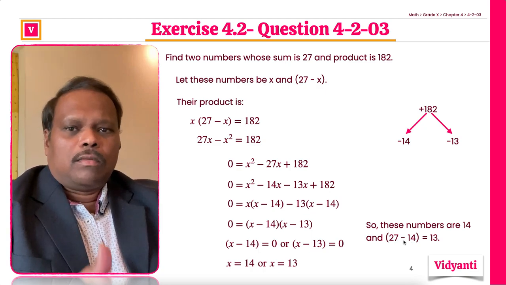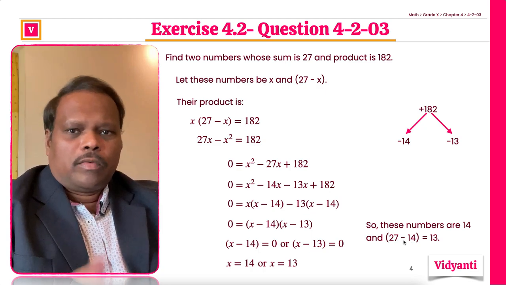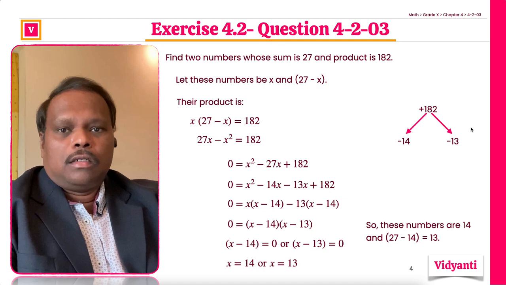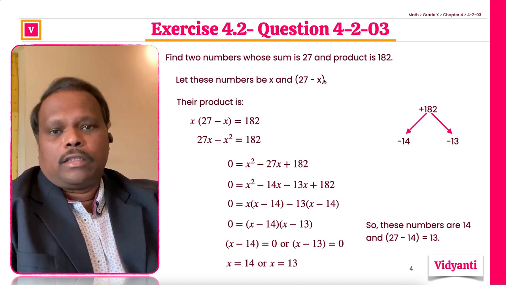So the numbers are 14 comma 13 or 13 comma 14. So basically these two numbers are 13 and 14. These are the numbers which you are looking for, and that's your final answer.